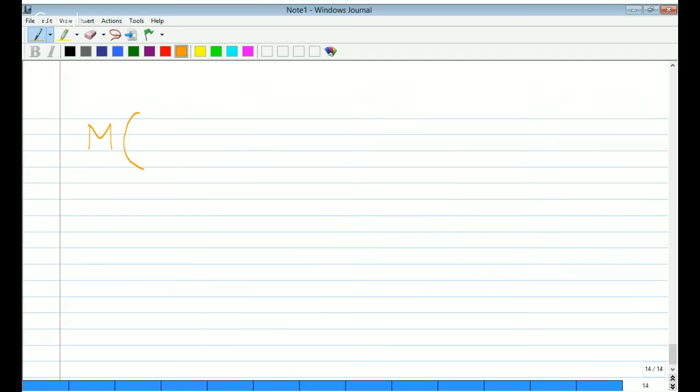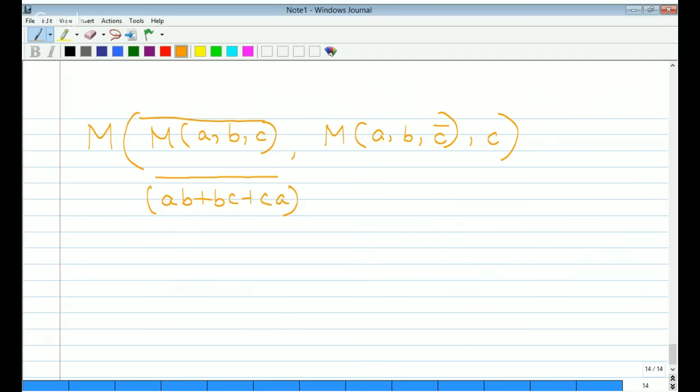M of M(A,B,C) whole bar, then M(A,B,C bar), then C. So you can simplify it also, na? What you do is M(A,B,C) is AB plus BC plus CA. This whole bar, M(A,B,C bar) is AB, BC bar, AC bar, then C.